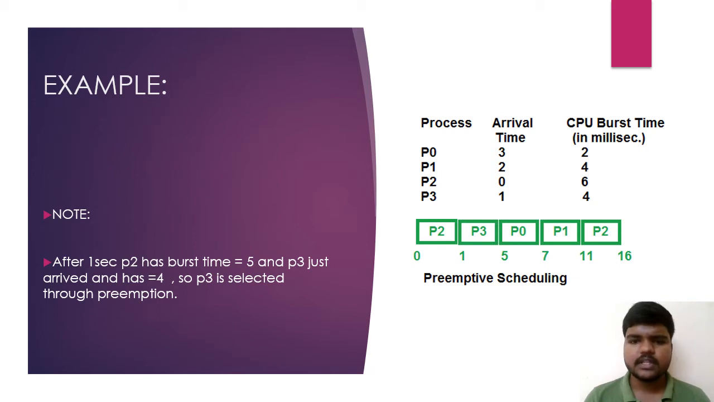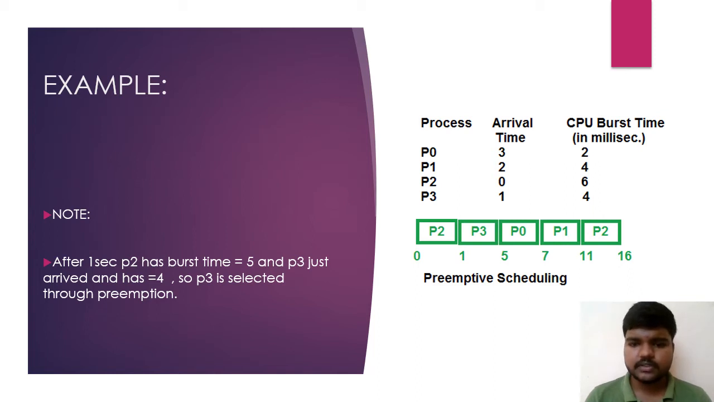You can see that there are processes P0 to P3, with their arrival times and CPU burst times given here. At the initial time t equal to 0, P2 has arrived with a burst time of 6 milliseconds. So from 0 to 1 second will be the execution of P2. At t equal to 1 second, P2 has a remaining burst time of 5 and P3 has just arrived with a burst time of 4 milliseconds.